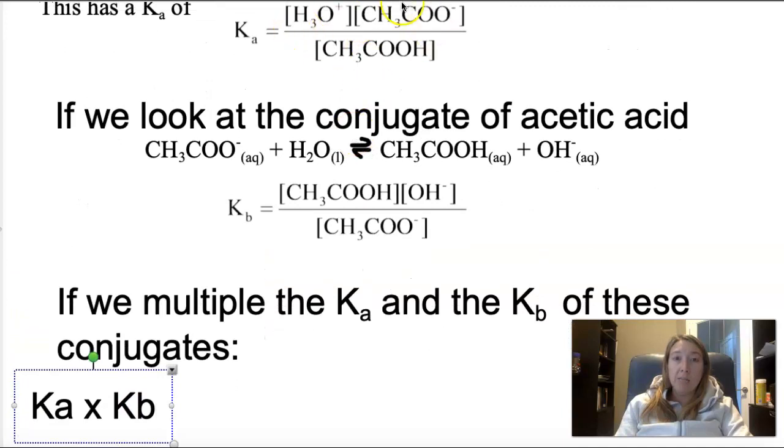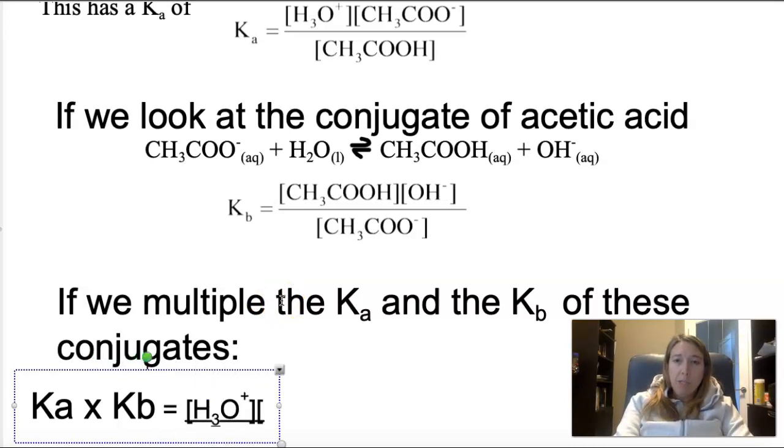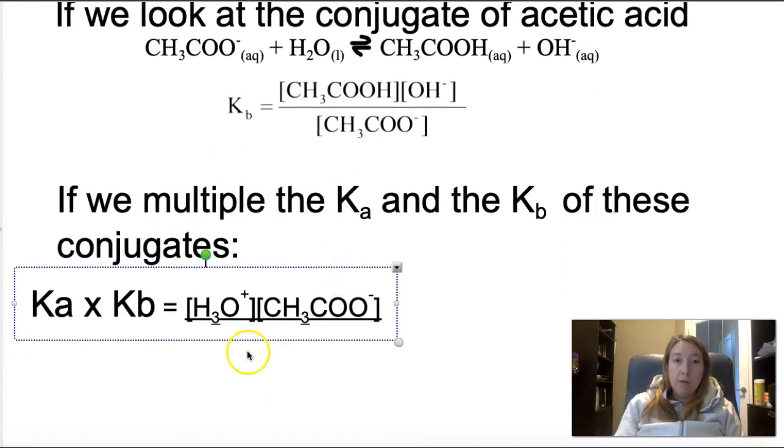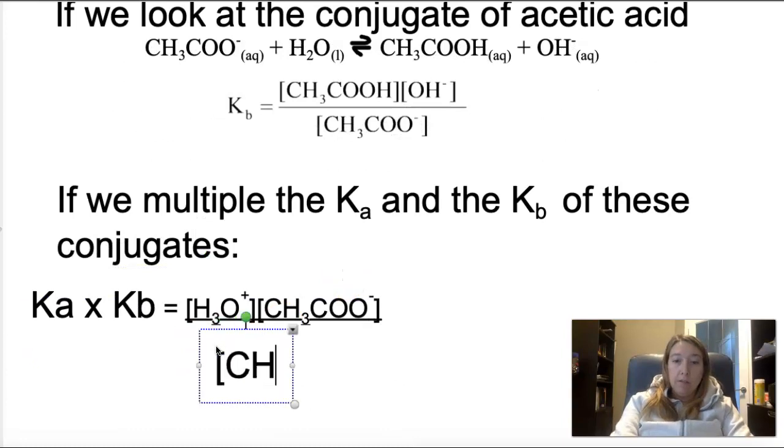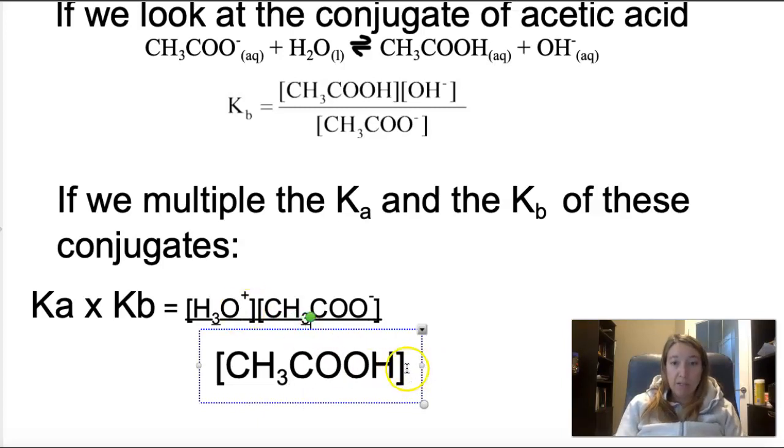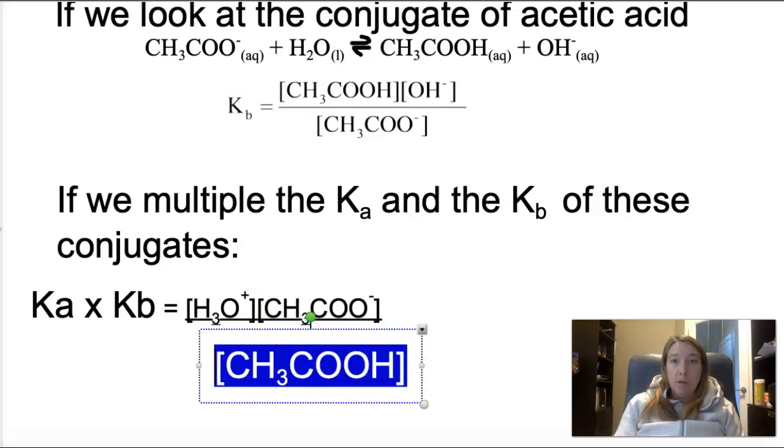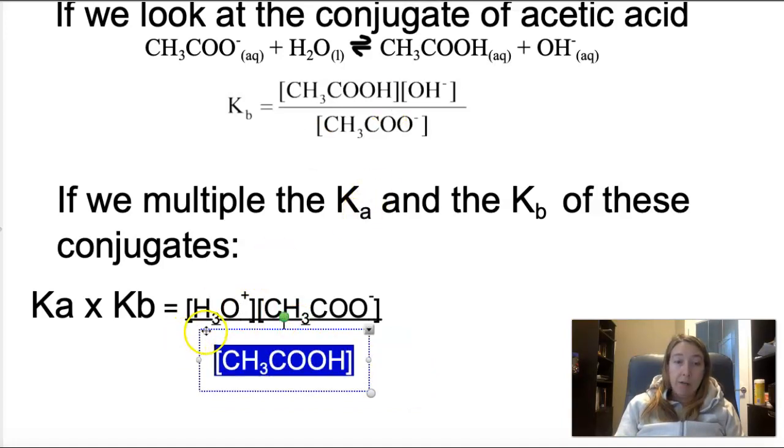For Ka, we had H3O+, so we're going to say the concentration of hydronium times the concentration of CH3COO-, and that was over the concentration of CH3COOH. The font size went back to ginormous, so let's fix that. There we go. All right, so there's my Ka.